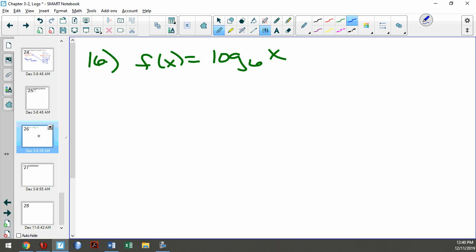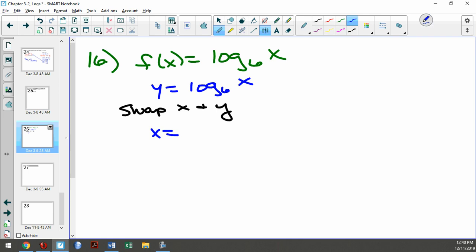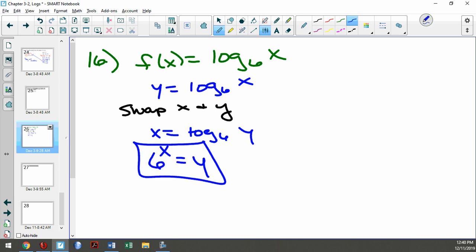Exponentials, right? So what you have to do is you basically have to find the inverse of this function. Graph that, and then swap out the ordered pairs to be able to graph the logarithm, yes. So we're going to go ahead and make this y is equal to log base 6 of x, and then we're going to swap x and y, and make that x is equal to log base 6 of y. So the inverse function that I need to graph is 6 to the x is equal to y. That is the inverse.